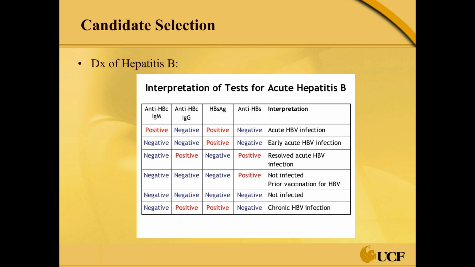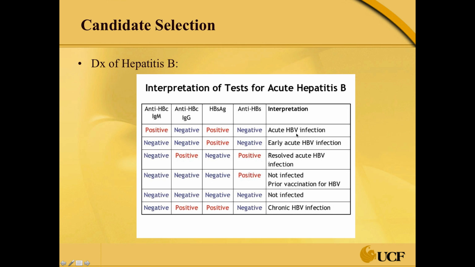This is the interpretation for tests for acute hepatitis B infection. So notice that the labs are your anti-HBc IgM, IgG, your surface antigen, all right, your anti-HBs, and then what the overall interpretation is. And you can see what the different findings are here. So in acute infection, you have a positive IgM, a negative IgG, and a positive surface antigen. So in other words, positive IgM plus positive surface antigen equals acute infection.